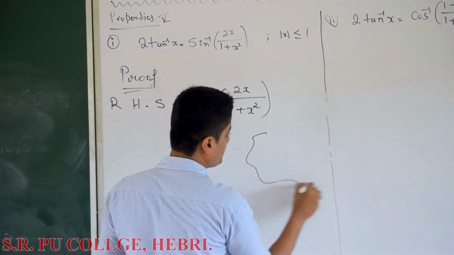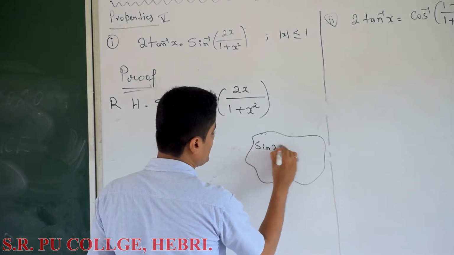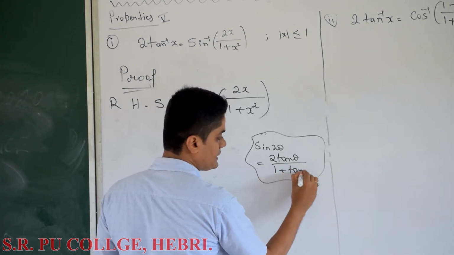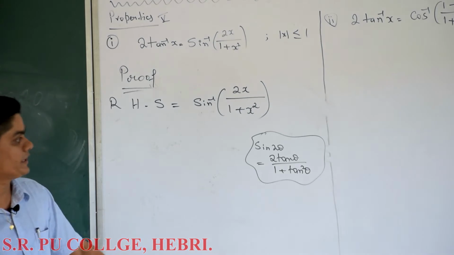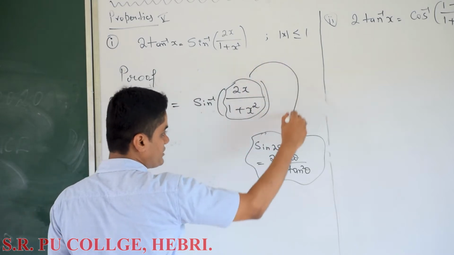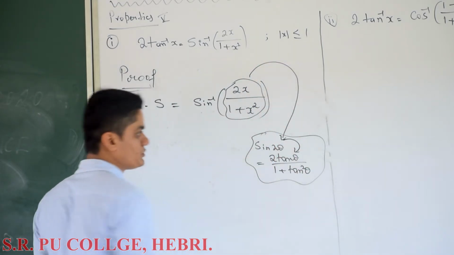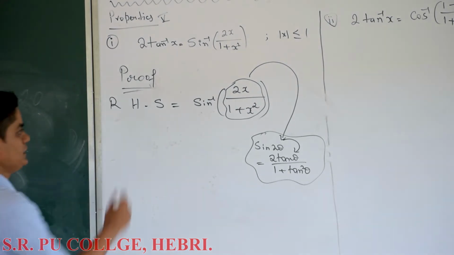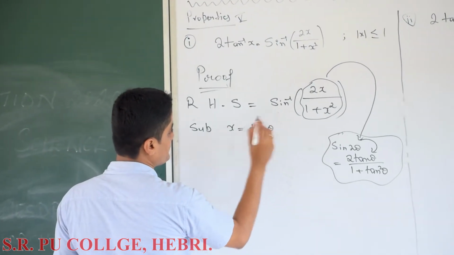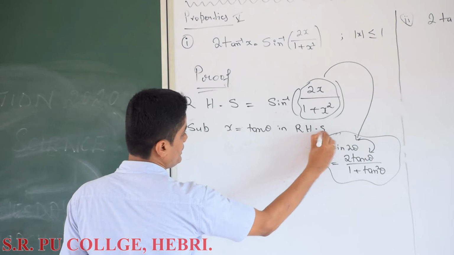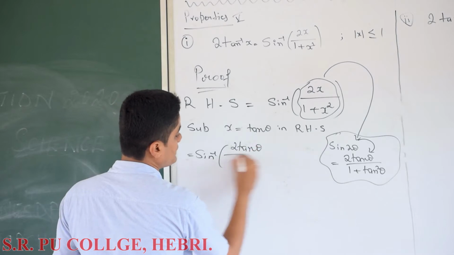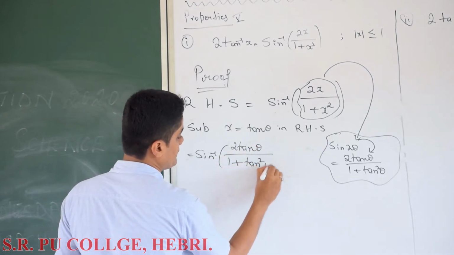Now recall one formula from trigonometry, that is sin 2 theta is equal to 2 tan theta divided by 1 plus tan square theta. Why it must be recalled from the first PUC. Just compare this expression 2x by 1 plus x square. It exactly matches with 2 tan theta by 1 plus tan square theta. So substitute x is equal to tan theta in the RHS. So you will get sin inverse of 2 tan theta divided by 1 plus tan square theta.